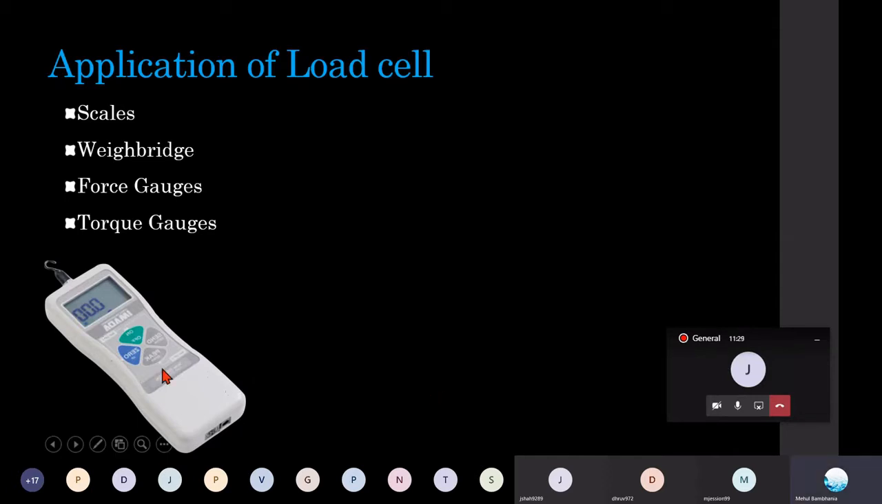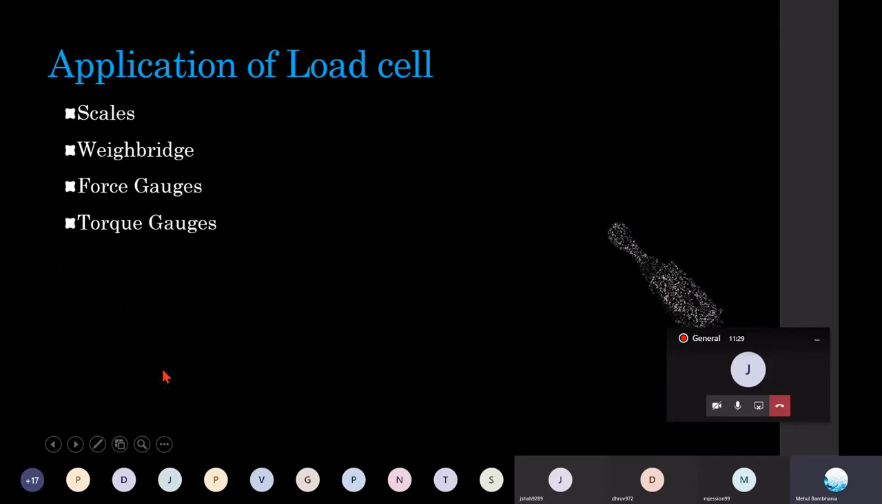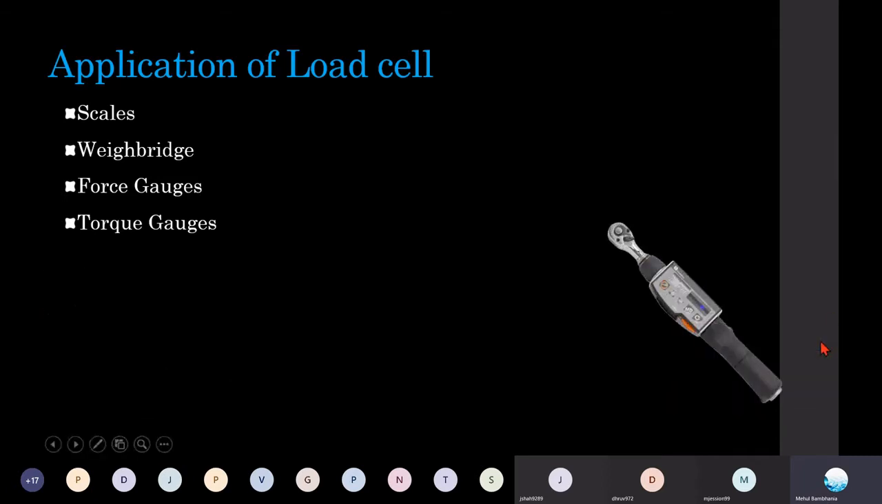And finally, the torque meter. The torque meter is also equipped with this load cell, which will restrict the force or torque which we apply to any machine. So that torque restriction can be possible by means of this load cell. So these are a few applications which are equipped with load cells.